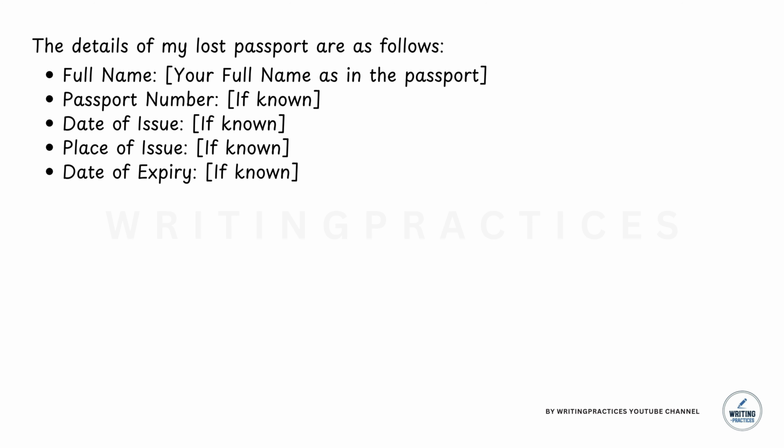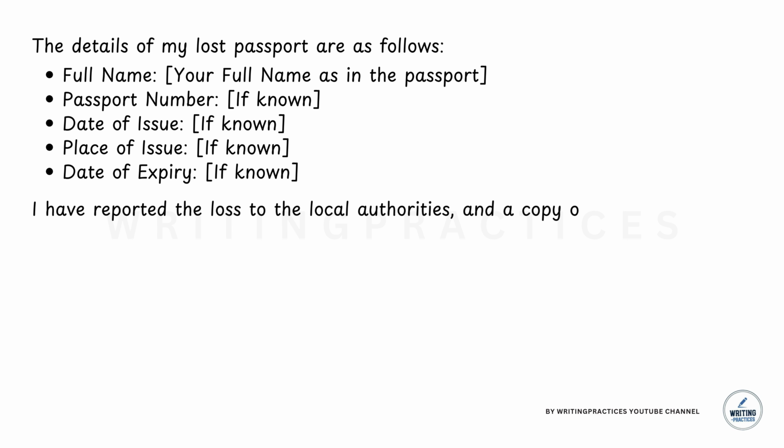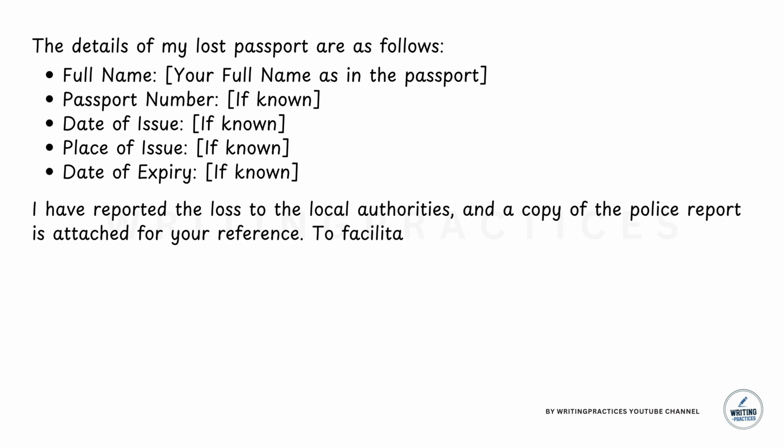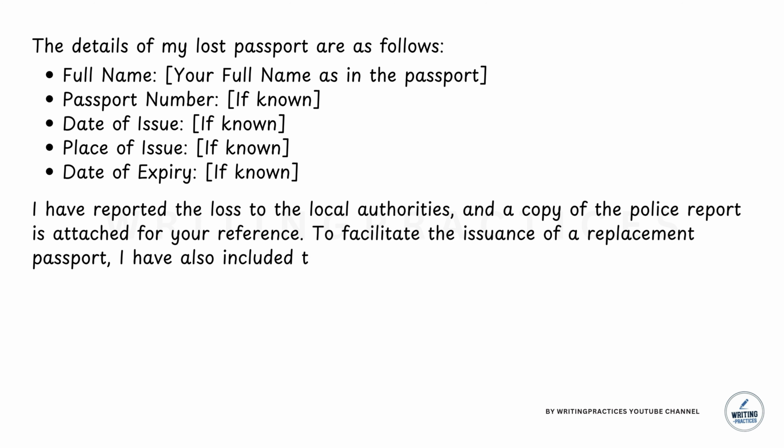Report to local authorities. After providing passport details, confirm that you've reported the loss to local authorities. For example, I have reported the loss to the local authorities, and a copy of the police report is attached for your reference. This step is crucial because most embassies require proof that the loss was officially documented. The police report serves as this evidence.